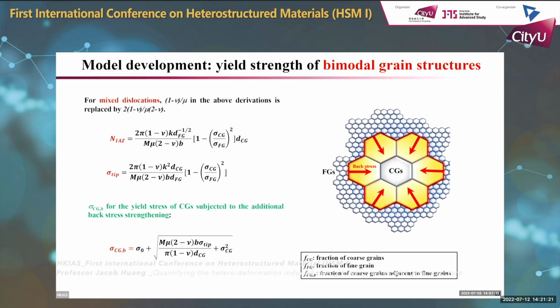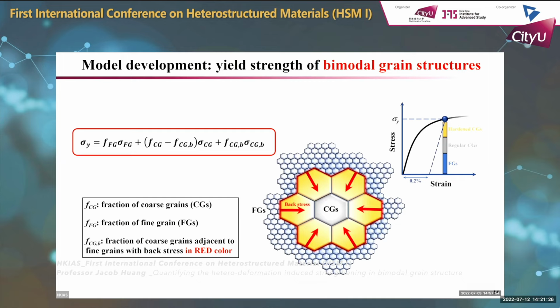Okay, so finally, the overall yield stress can be predicted by calculating the contribution from the fine grain here, the coarse grain here, and the coarse grain subjected to the back stress here in red color. We add up all the contributions. Also, we need to estimate the volume fraction for each grain structure. Once you know those fractions, you can calculate the overall yield stress, considering the interaction of the back stress between the fine grain and the coarse grain in this area.